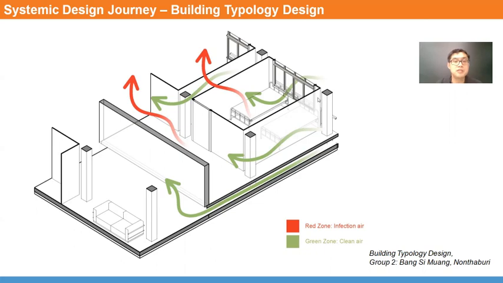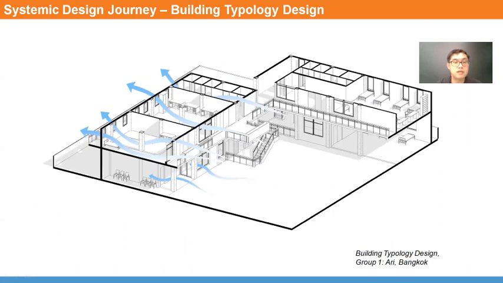In these images, we can see how each group zoned the infected in red and clean air areas in green to help with isolation and treatment. This group, based on the built-up area of Ari in Bangkok, show how they sought to retrofit the existing nursery school building on the site into a multiple disease treatment center with the extensive use of natural ventilation, taking into consideration the prevailing wind direction.